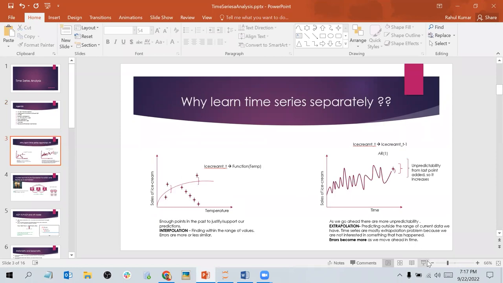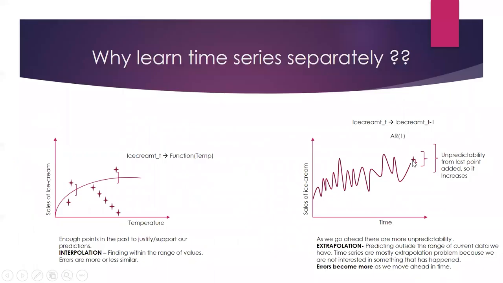Let's take one example. On the left-hand side, I have a predictor, and I'm trying to see the sales of ice cream based on one variable, temperature. In all these regression problems, we can find the sales by interpolating the information we already have. Say today the temperature was this, and I have this point; that will be my sales. Temperature is something that is going to repeat.